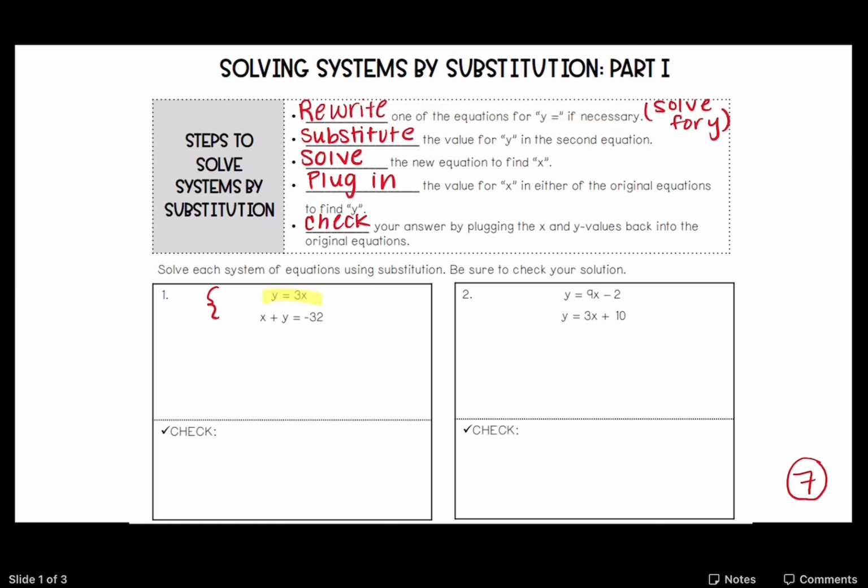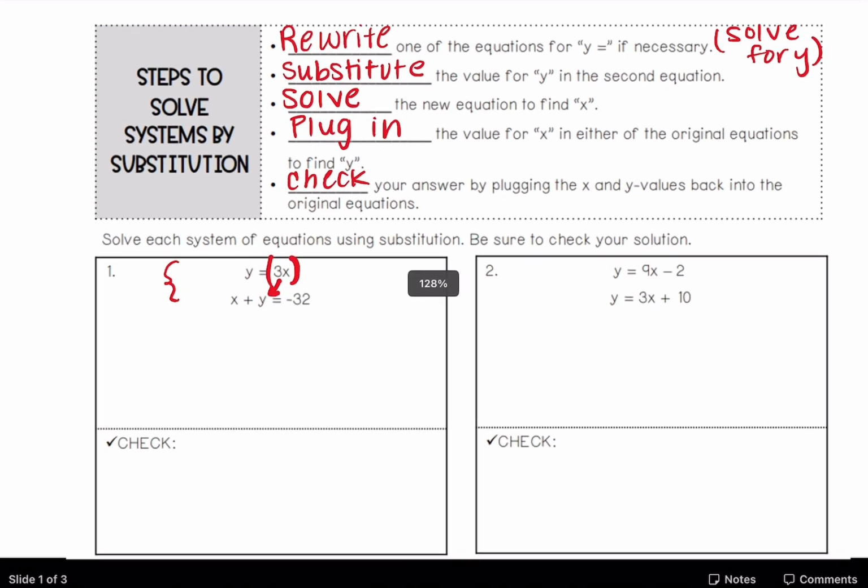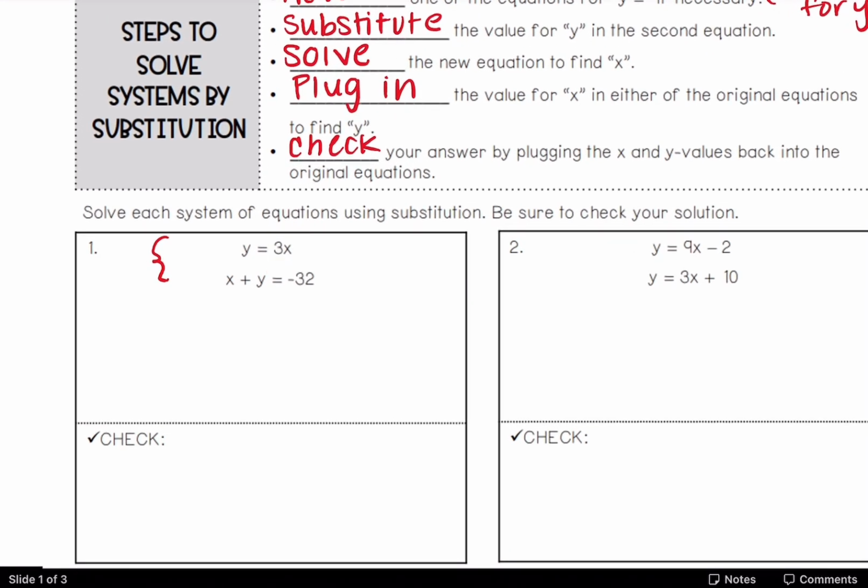I already have that here because that first equation is y equals. It's solved for y. And so my next step is going to be to substitute the value for y into the next equation. So here my value for y is 3x. Y is equal to 3x. So I'm going to substitute that in for y. So when I rewrite that equation, I'll have x plus 3x equals negative 32. So I replaced y with what y was equal to.